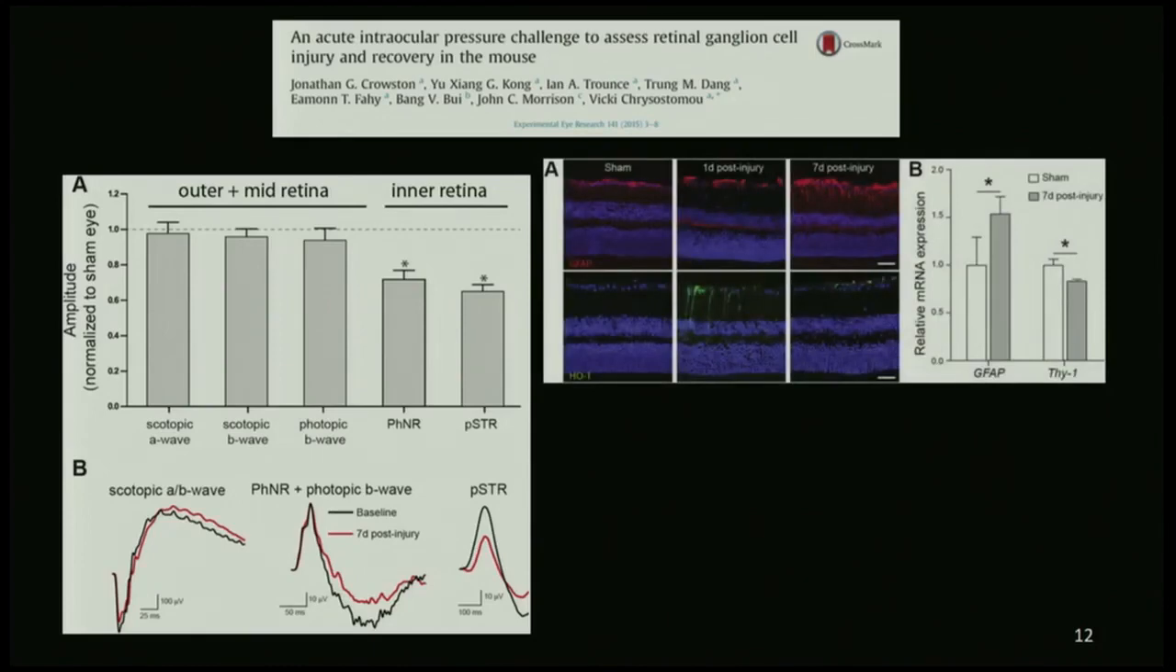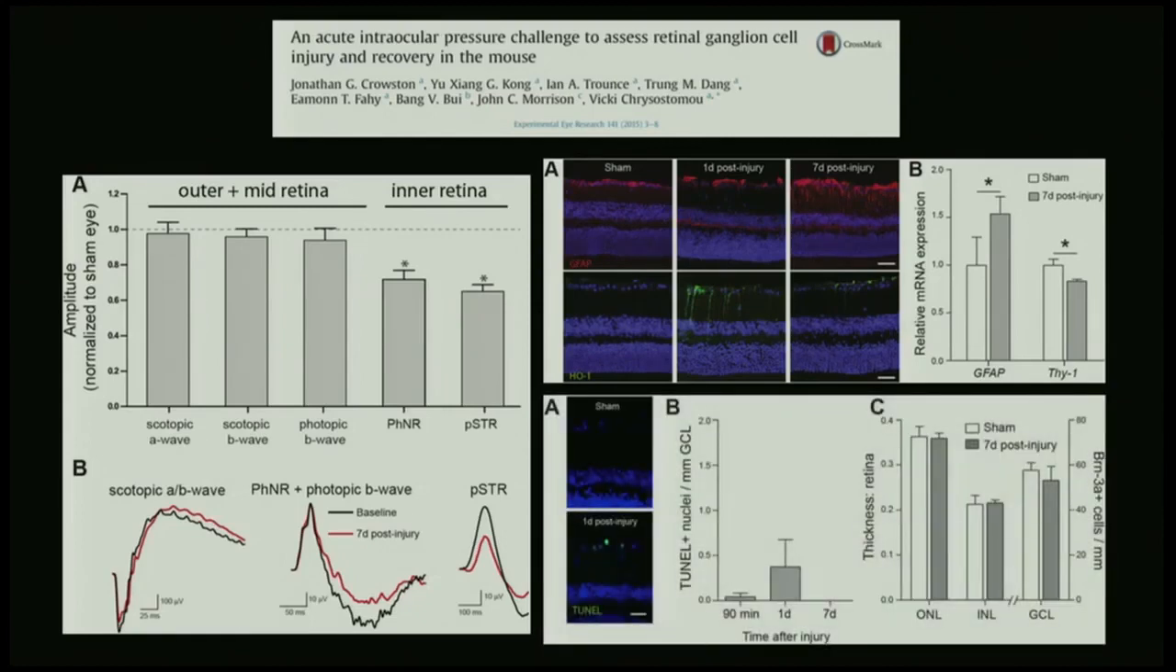And they were also able to look at the tissue with immunohistochemistry, and they found that markers of Mueller cells, such as GFAP and HO1, were elevated as early as 1 day post-injury and even sustained up to 7 days post-injury. And they were also able to look at markers of retinal ganglion cells like Thy1, the mRNA expression of that, and they saw that it was downregulated by 7 days post-injury.